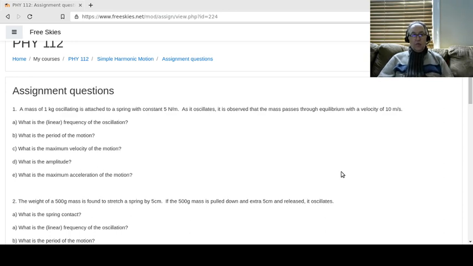So actually, I've given you three things there. I've given you that the mass is 1 kilogram, that K is 5 newtons per meter, and that Vmax is 10 meters per second, and then you're able to answer all the other questions.